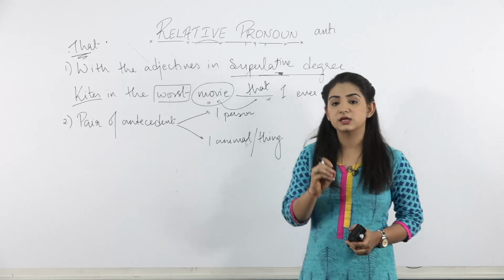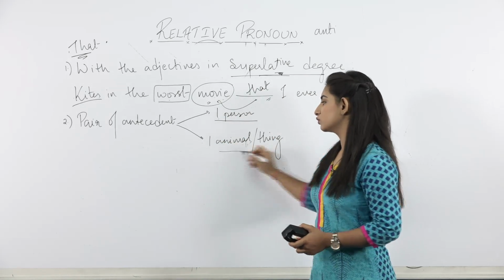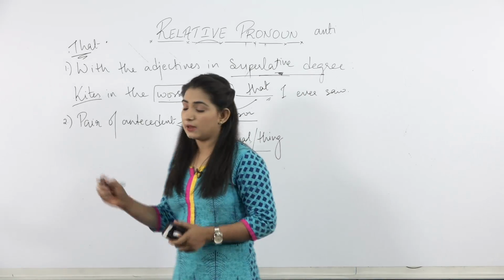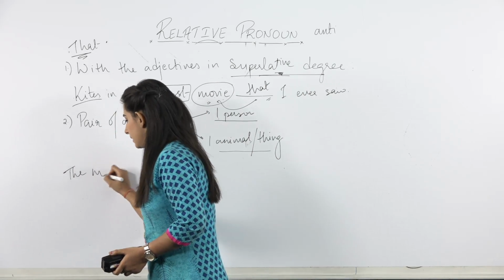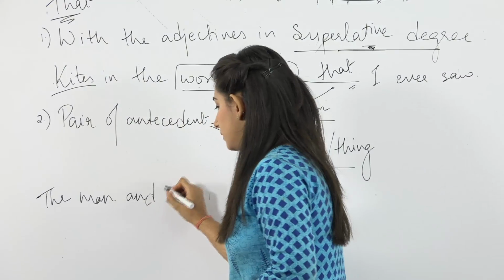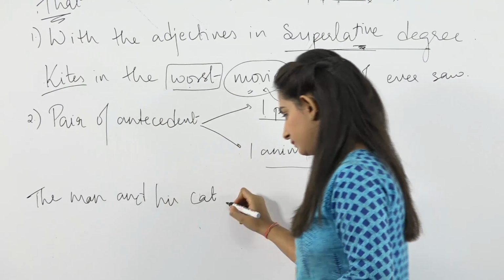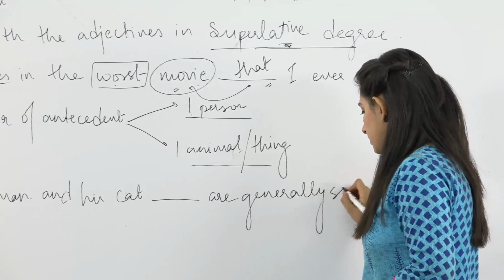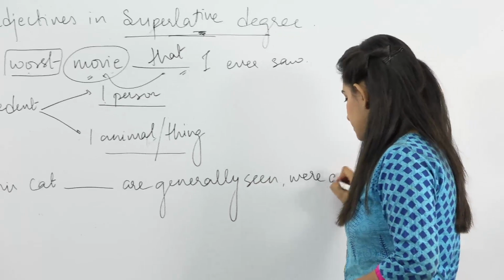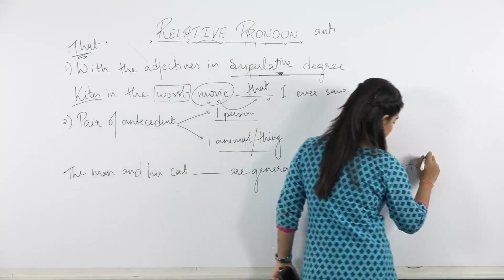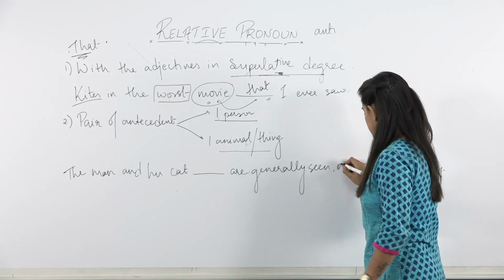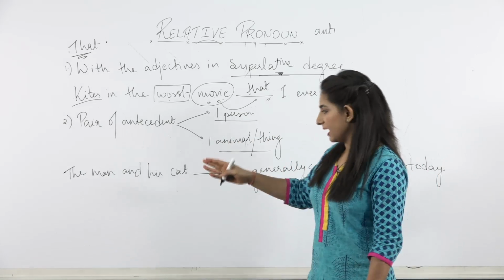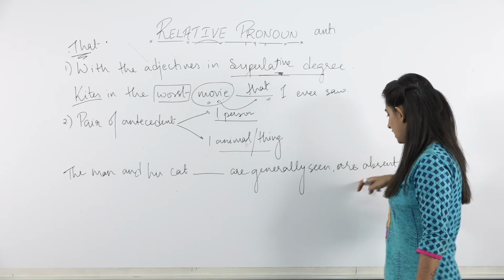जब भी हम pair of antecedent की बात करेंगे उस condition में एक person होना चाहिए और दूसरा animal या फिर कोई non living thing में से कुछ होना चाहिए. ठीक है. Let's take an example. If I say the man and his cat dash are generally seen are absent today. Now tell me what should we place here? The man and his cat dash are generally seen are absent today.